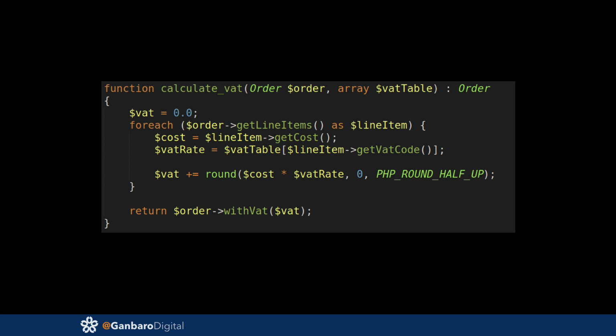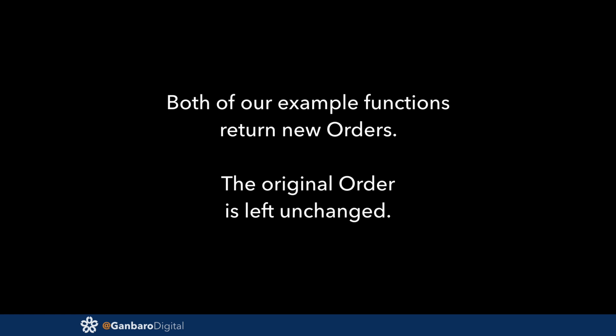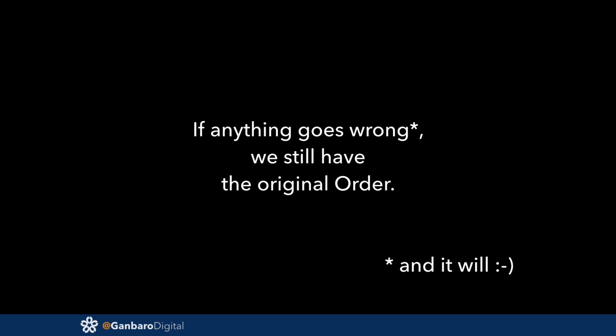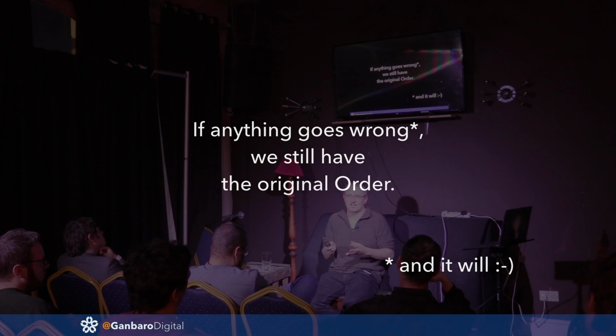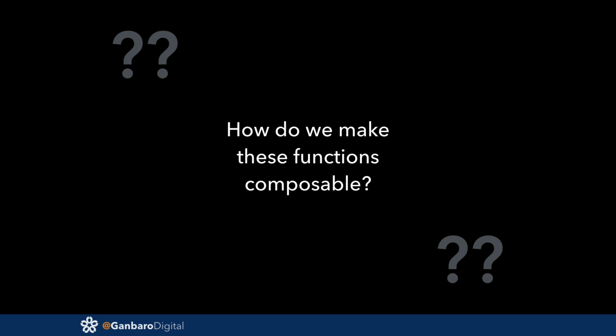Now, both of these functions return a new order. They don't change the original order that's been fed into them. So if anything goes wrong, and I'm going to make sure it does in my examples later on, we've still got the original order. One of the nice things about avoiding side effects is you don't have to unwind something as long as you catch it in time. You just throw away the results of your erroneous working, and you've still got your original piece of data to start from. So how do we make these functions composable?